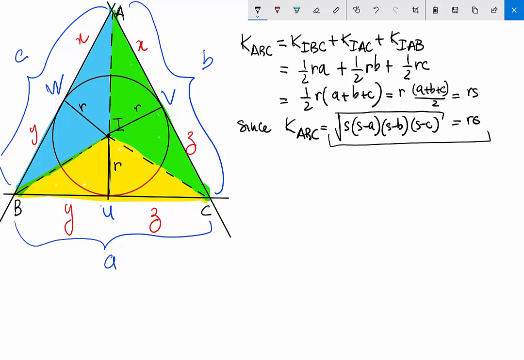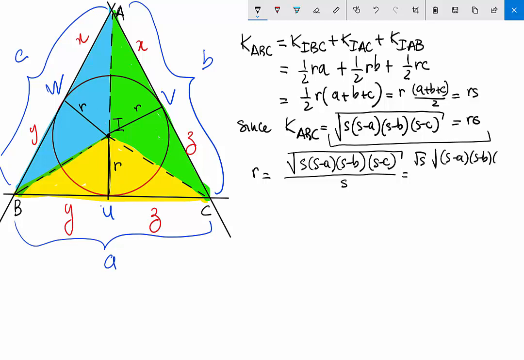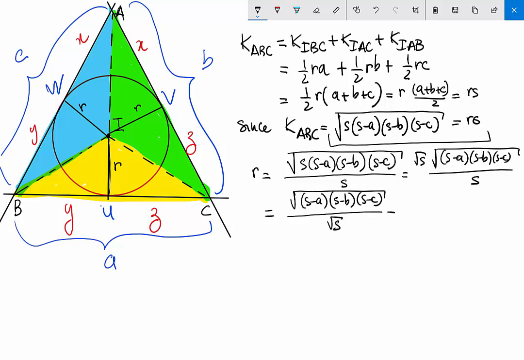Now we'll consider this equation here, and then we'll solve for R. Solving for R gives the square root of S times (S minus A) times (S minus B) times (S minus C), over S. This is in fact the square root of S times the square root of (S minus A)(S minus B)(S minus C) over S, which is the square root of (S minus A)(S minus B)(S minus C) over the square root of S, and we can put everything under one radical, so we get this: (S minus A)(S minus B)(S minus C) over S.